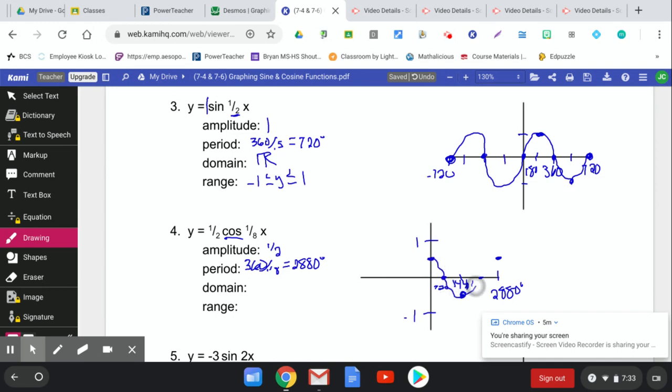Okay, so this is what that graph looks like, and we can do the same thing in the other direction to negative 2,880. Kind of fill those points in and just repeat the pattern. Domain is all real numbers, and our range is from negative 1/2 to 1/2.